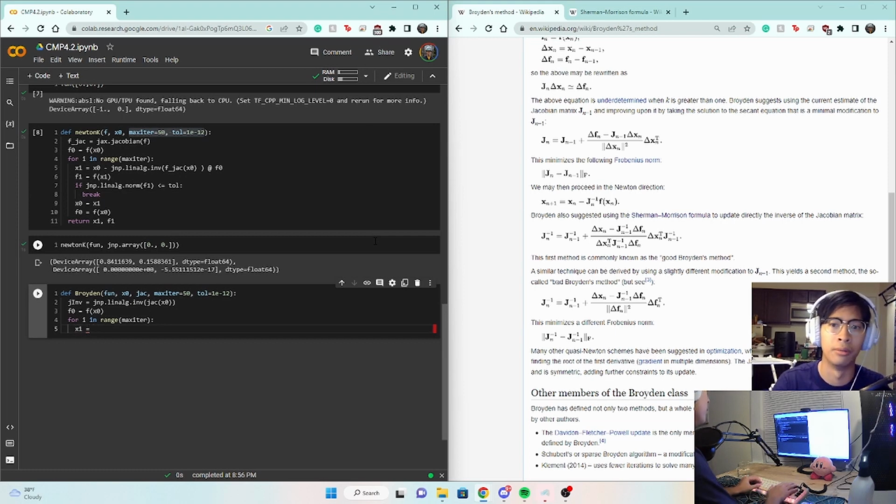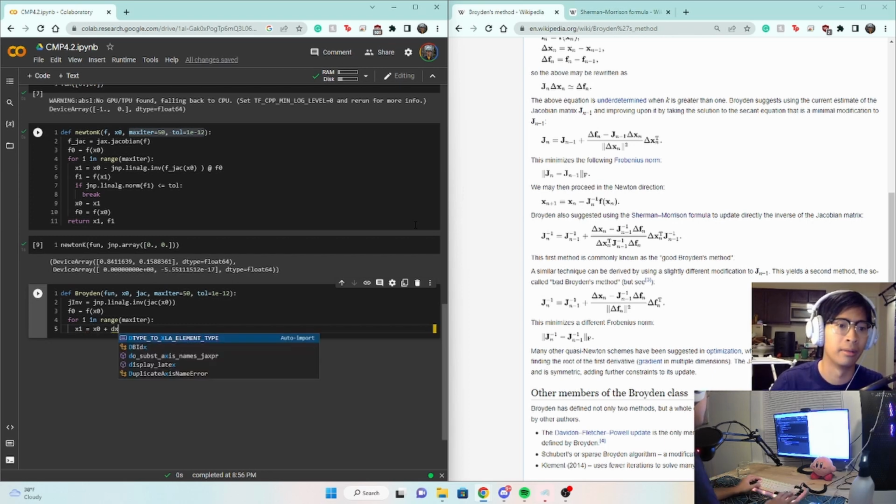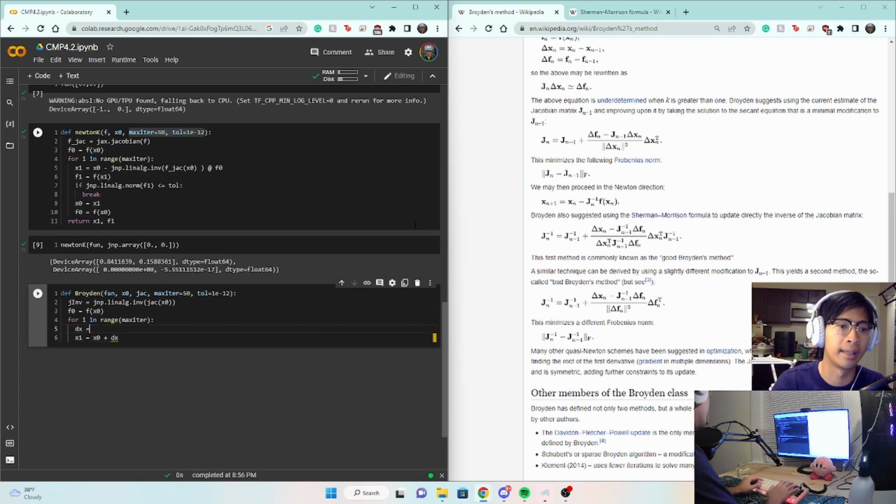x1 is equal to, and rather than that, let's split it up. x1 is equal to what? You notice it's our old x adjusted by some value. This value I'll call dx here. So dx equals the negative J inverse matrix multiplied by f1. Okay, you'll see why in a bit.